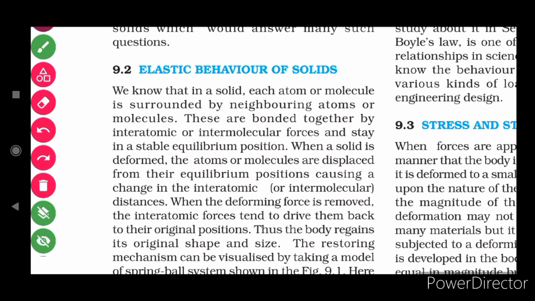Let's understand. We know that in a solid, each atom or molecule is surrounded by neighboring atoms or molecules. These are bound together by interatomic or intermolecular forces and stay in a stable equilibrium position. As we know, matter is made of atoms. Similarly, solids are made of atoms and they have certain fixed positions in solids. Now this atom is surrounded by neighboring atoms.